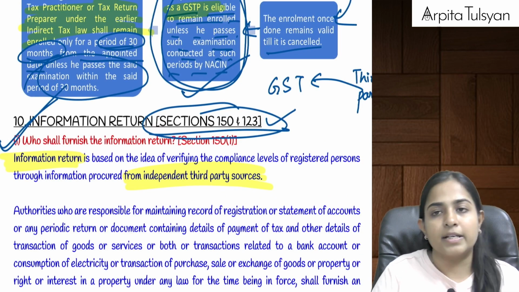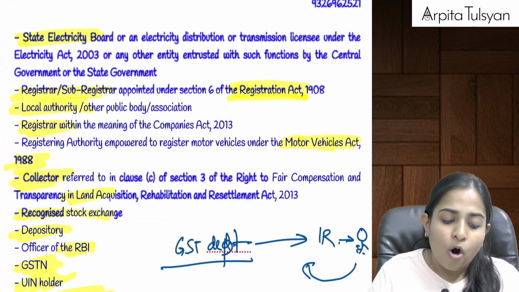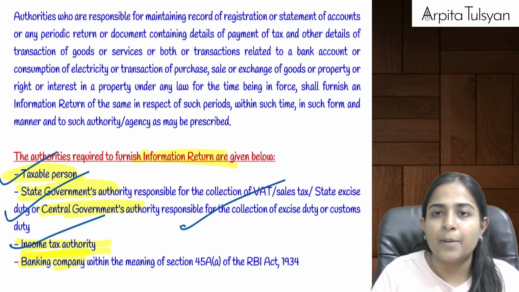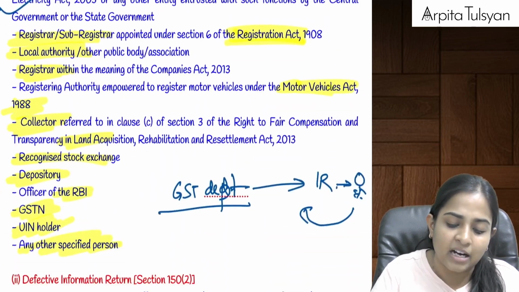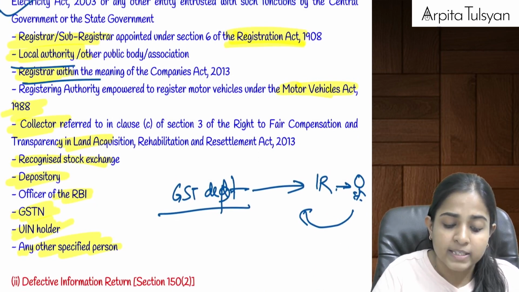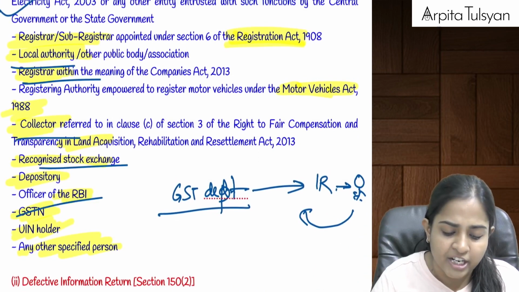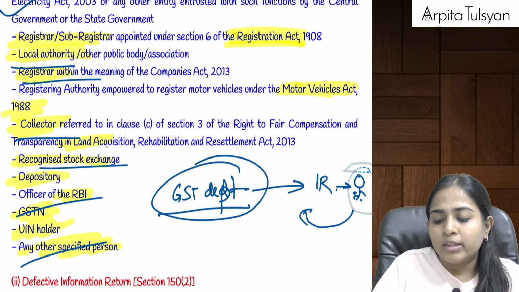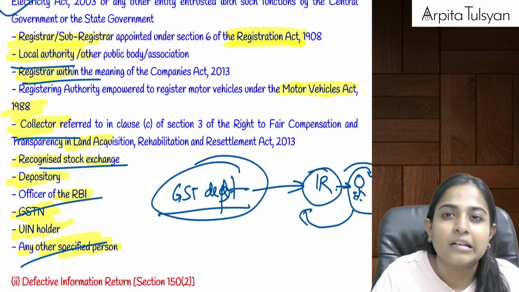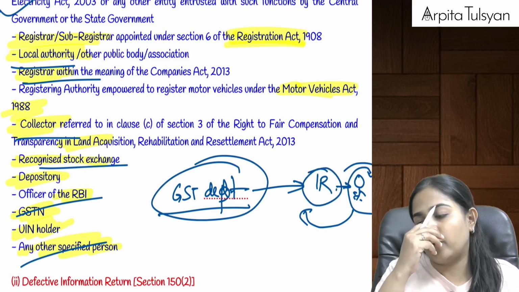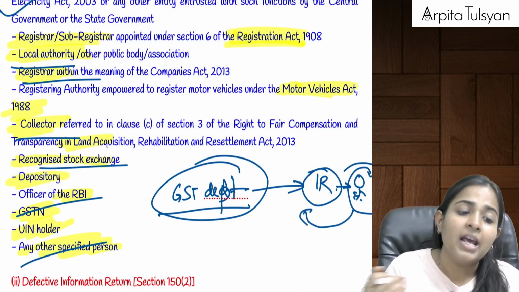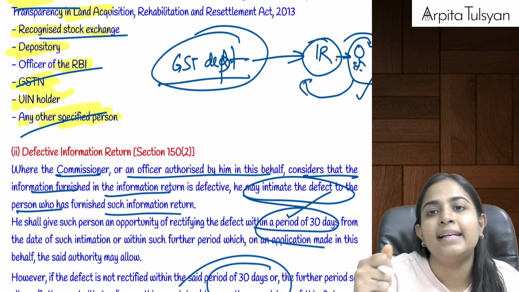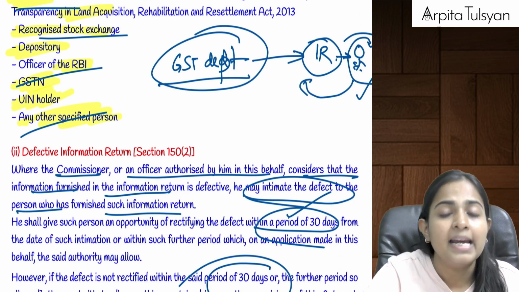It will serve a notice. The GST department will serve a notice on any of these persons. Can you see this? Taxable person, state government, central government, income tax authority, banking authority, electricity company, local authority, ROC of Companies Act, collector, stock exchange, RBI, etc. So the GST department can serve a notice on any of these persons to submit a return called an information return. Whenever the GST department wants any information, it can ask for it from the third party, and this third party is mandatorily required to furnish this information to the GST department.